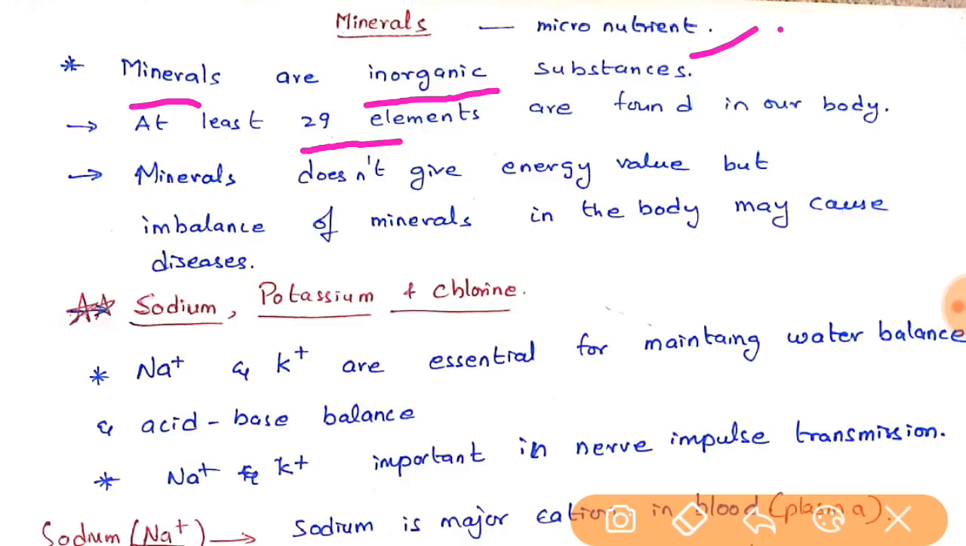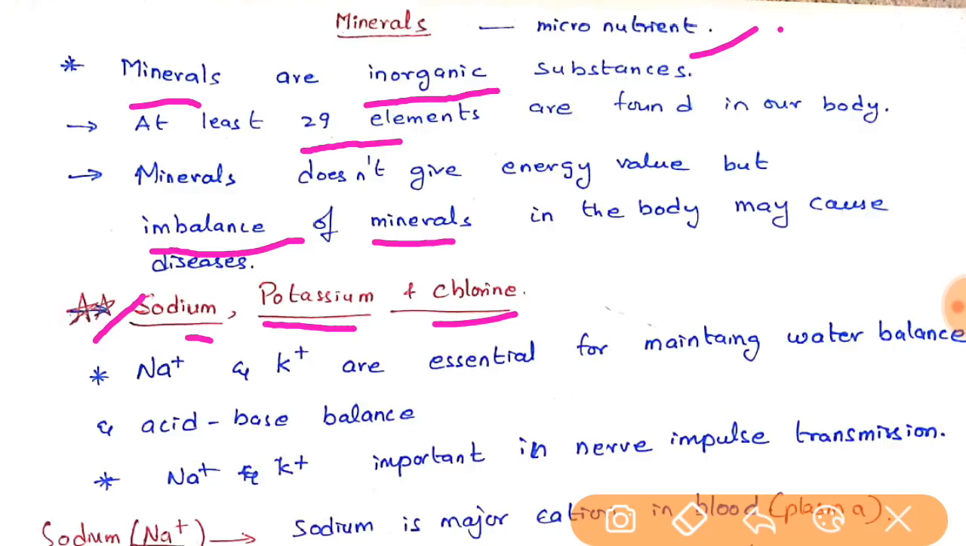Minerals don't give energy value, but imbalance of minerals causes diseases, friends. So what are the important minerals that are required in our body? Let us see. First of all, we need sodium, potassium and chlorine.